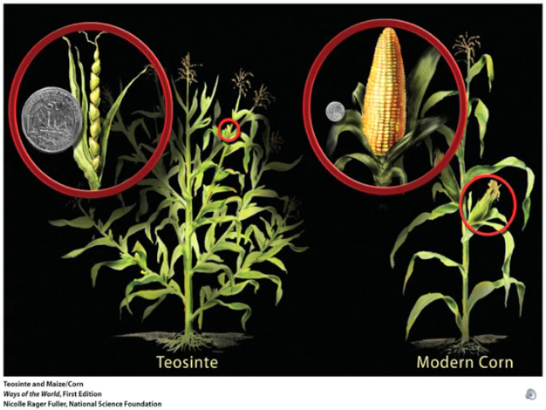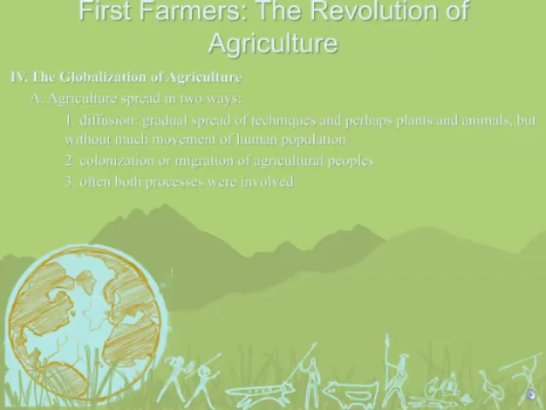All right, the globalization of agriculture. Agriculture spread in two ways: diffusion, gradual spread of techniques and perhaps plants and animals, but without much movement of human population; and colonization or migration of agricultural peoples. Often both processes were involved. And so even though these places developed individually, there'll be some small contact between them. But again, a lot of historians are crediting this all happening around that same 12,000 to 4,000 years ago due to climate change.